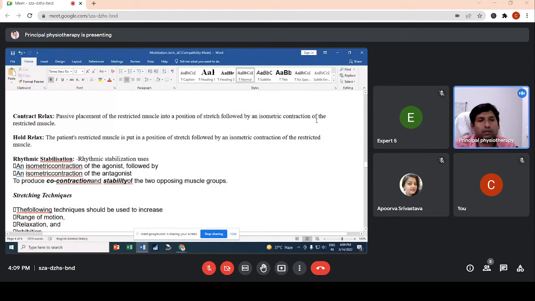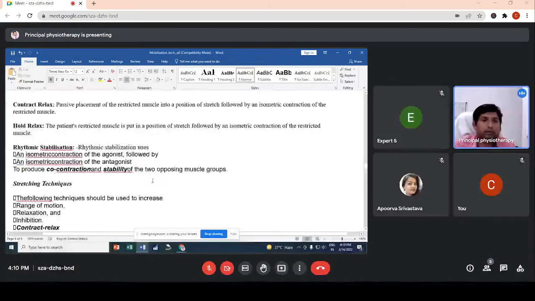Then hold, relax, contract, relax, rhythmic stabilization. An isometric contraction of the agonist followed by the isometric contraction of the antagonist. It produces co-contraction and stability of the two opposing groups of muscles. Rhythmic stabilization is a very effective technique for strengthening.